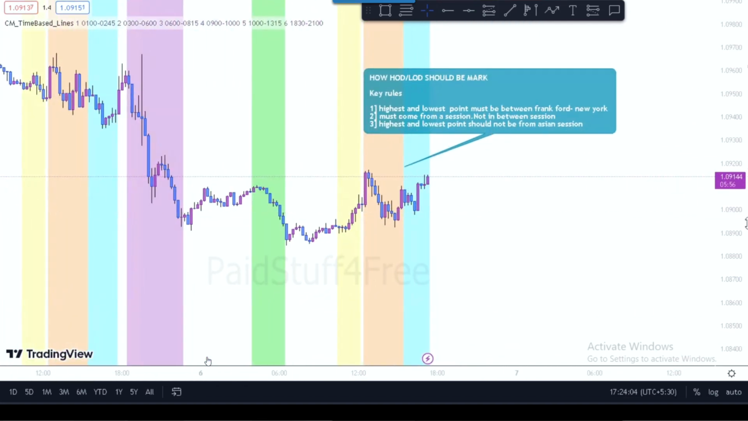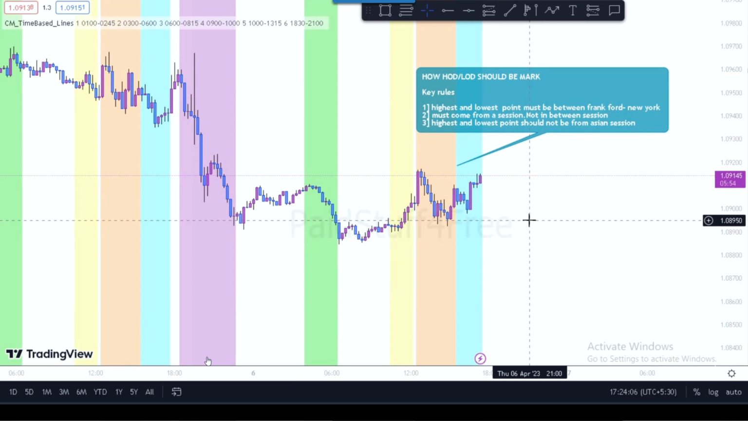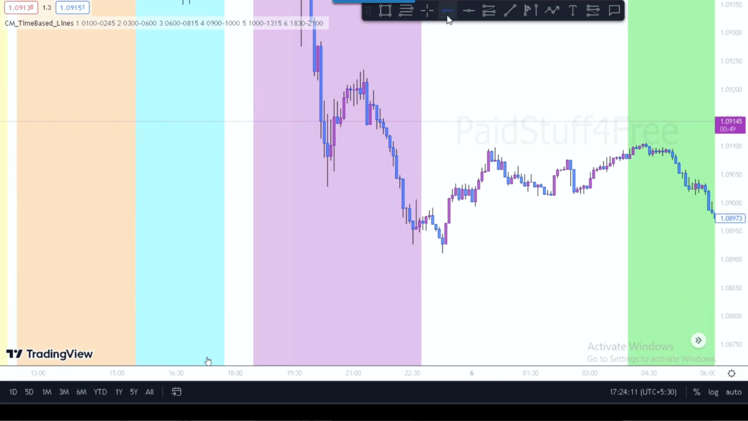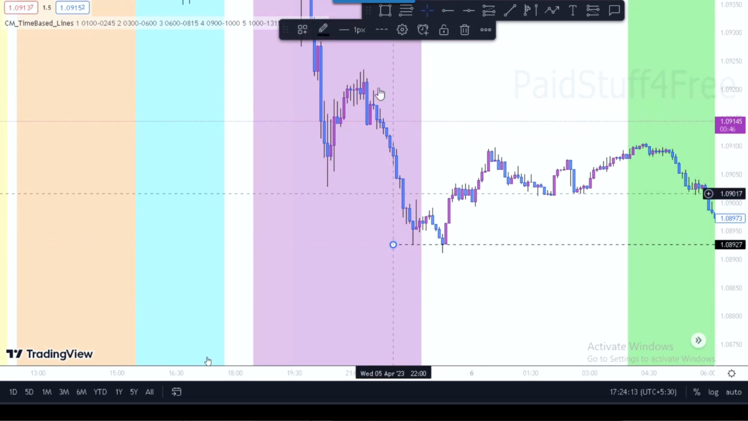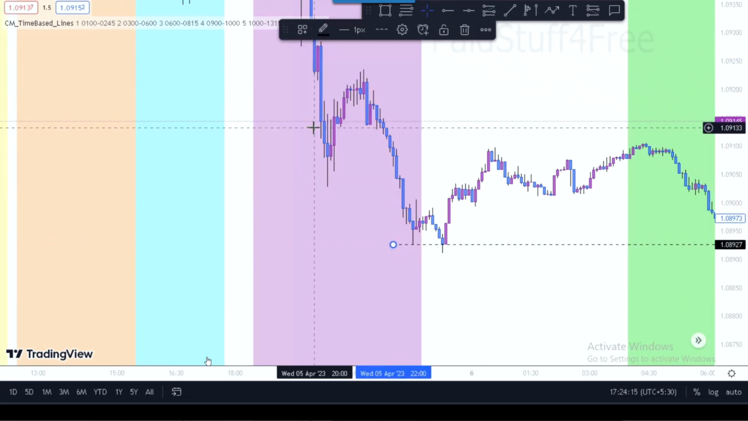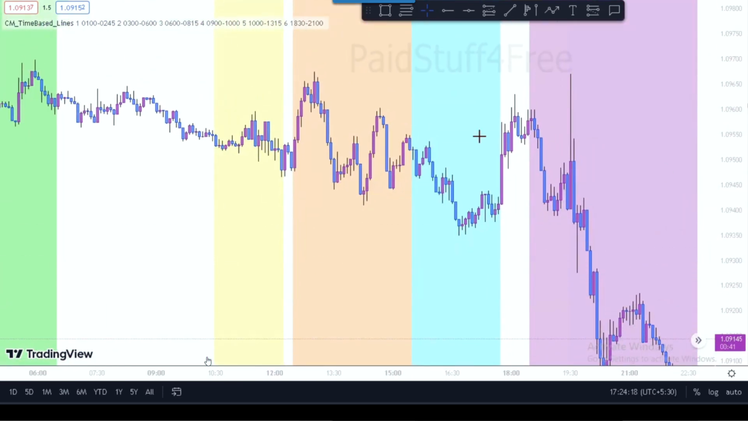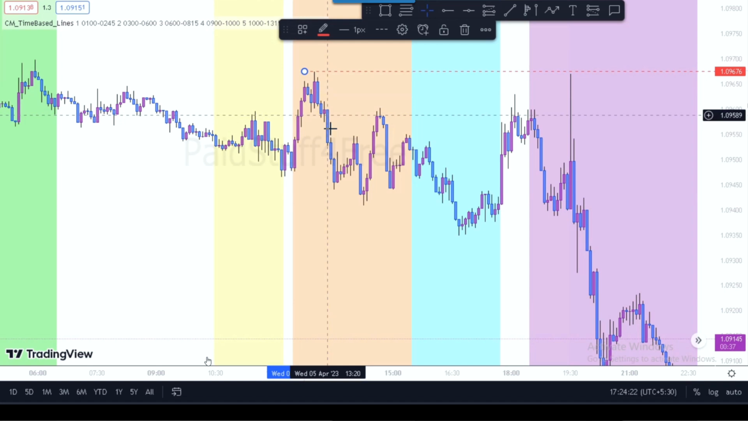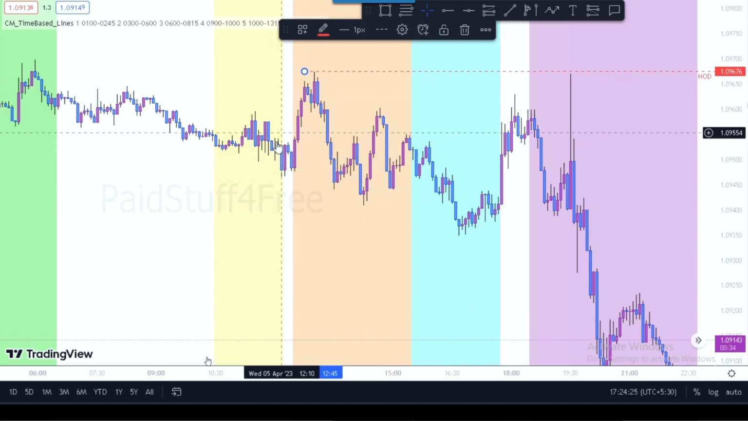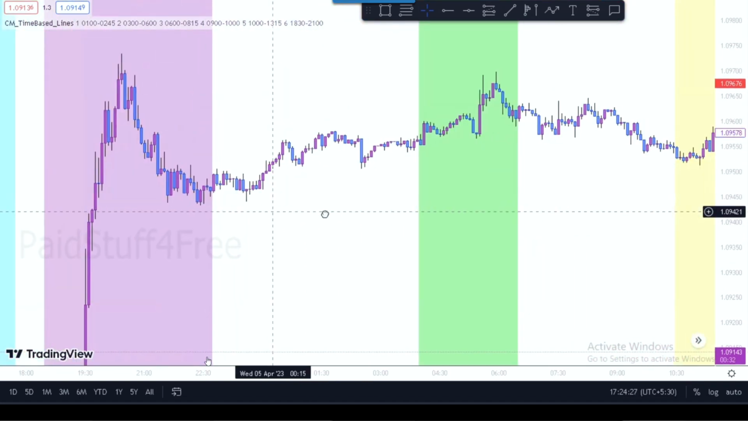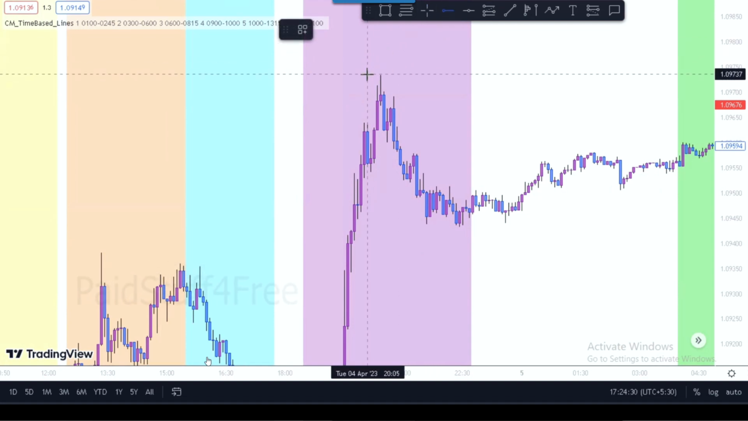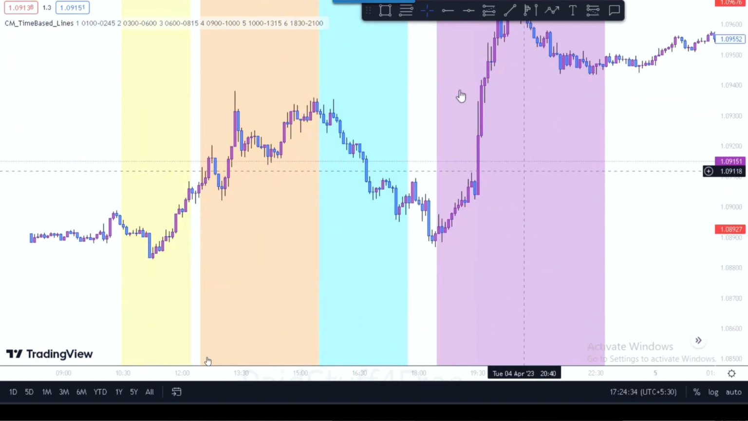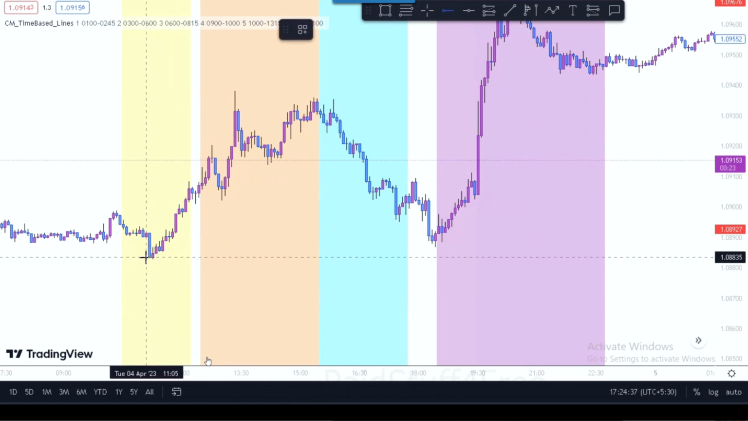For marking highs and lows, we'll need to go to the 5-minute time frame to mark the exact highest and lowest point. So this is a low of day. This is our high of day. This is our previous high of day, and this is our previous low of day.